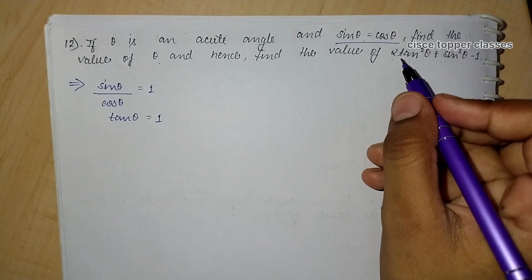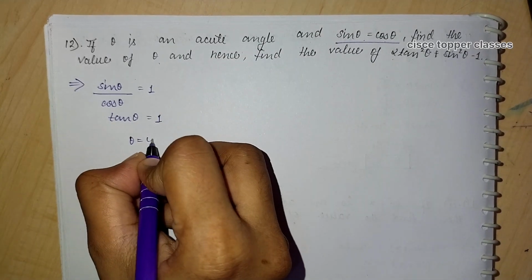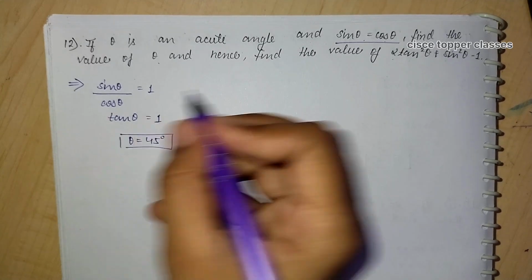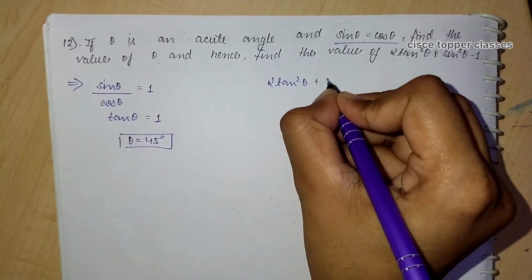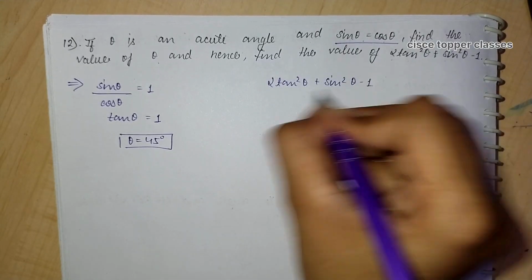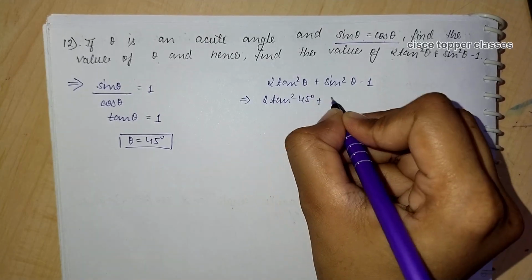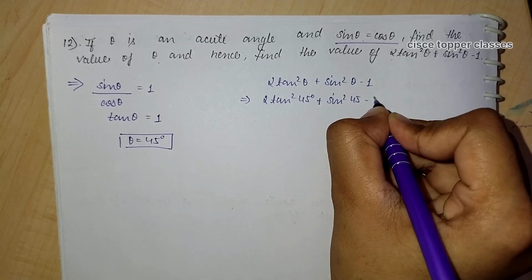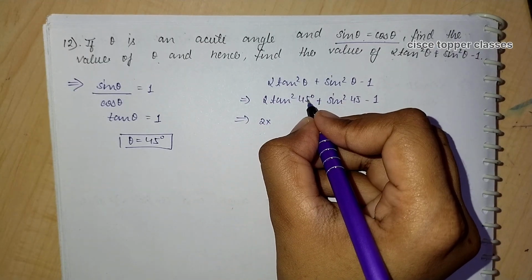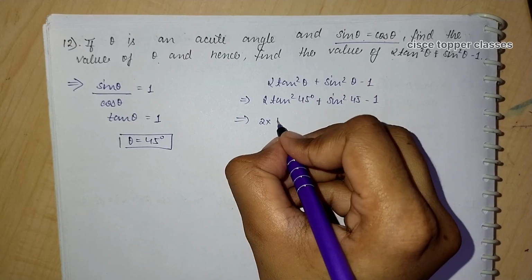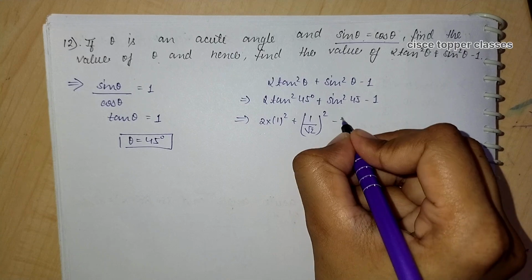We have to find the value of 2 tan square theta plus sin square theta minus 1. From here, on comparing, tan theta is equal to 1 means theta is 45 degree, and we will put this in this calculation part. So I'll put the value of theta here. 2 tan square 45 degree plus sin square 45 degree minus 1. So this will be 2 into tan square 45, tan 45 is 1, so 1 whole square, plus sin 45 is 1 by under root 2, square of this, minus 1.